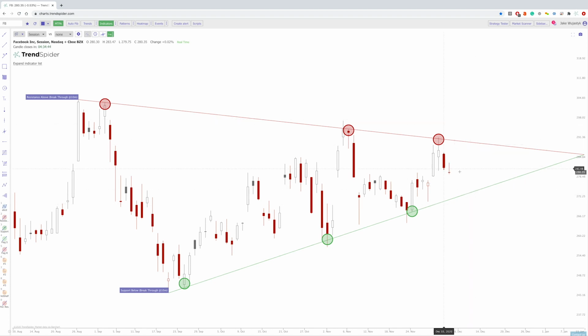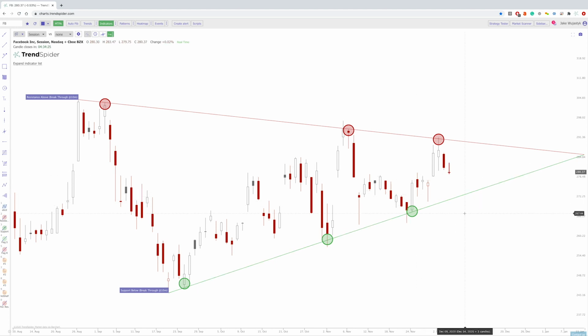So creating these alerts allows you to take emotion out of the trade and allows you to simply stick to your rules. And whenever the price breaks through and closes through this line, it's likely going to continue. Just like if the price breaks through and closes below this line, it's likely to continue from there, especially if you have a multi-day move down.